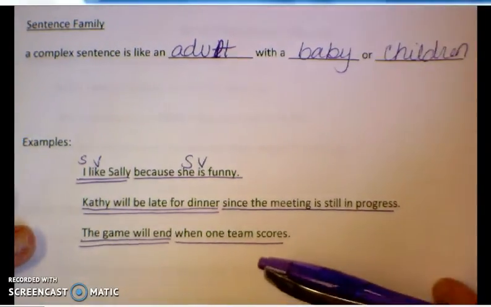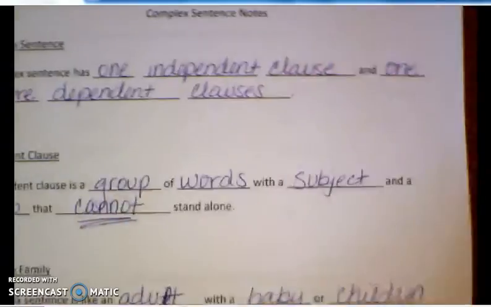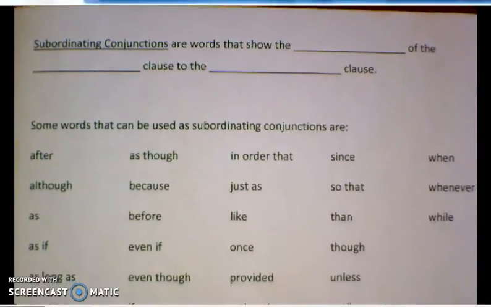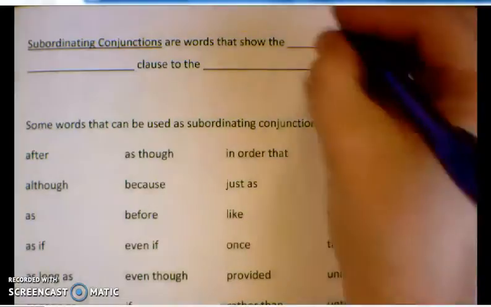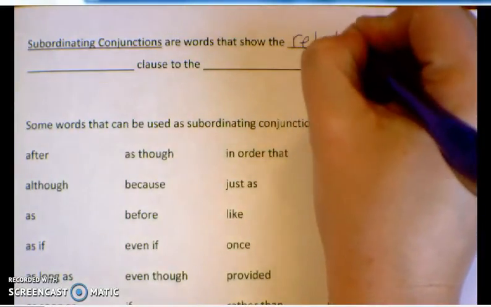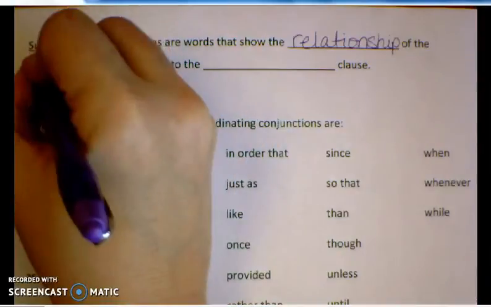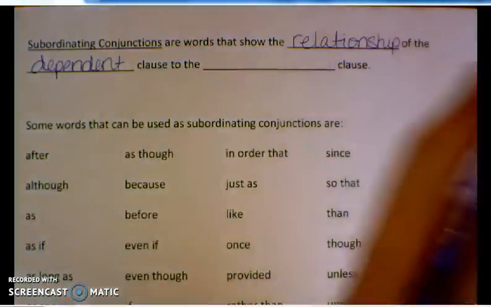Let's dig a little deeper and look at what these special words are that make a clause dependent. So, subordinating conjunctions are the special words. These are words that show the relationship of the dependent clause to the independent clause.